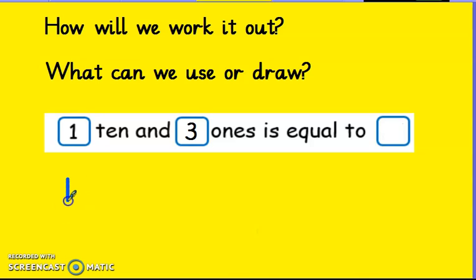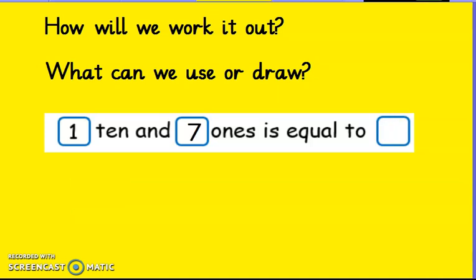So I'm going to draw 1 10 as a stick and 3 1s. 1, 2, 3. So how many have I got there? I've got 10, 11, 12, 13. So 1 10 and 3 1s is equal to 13.